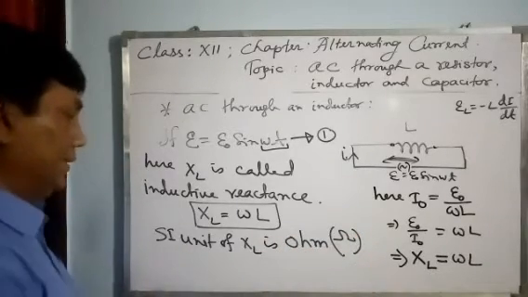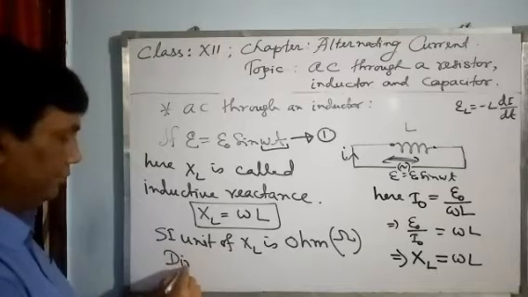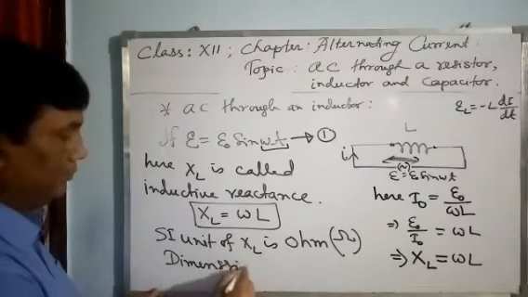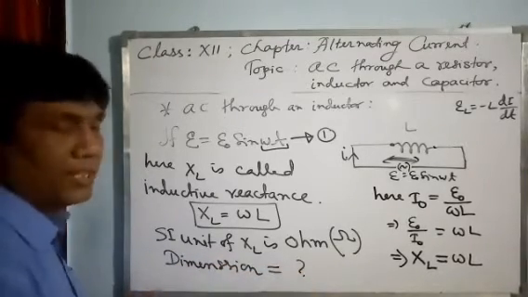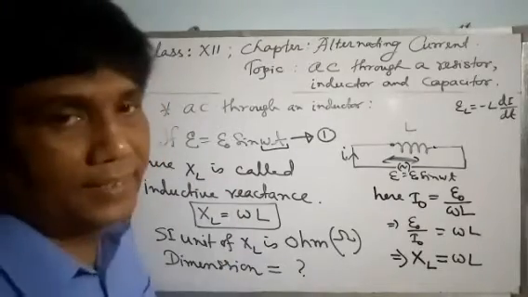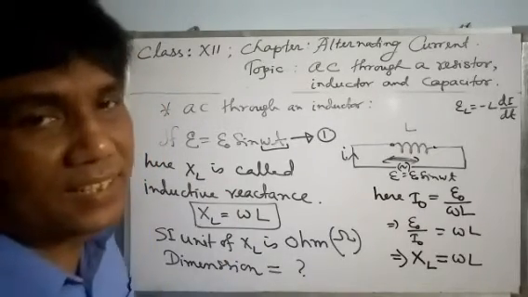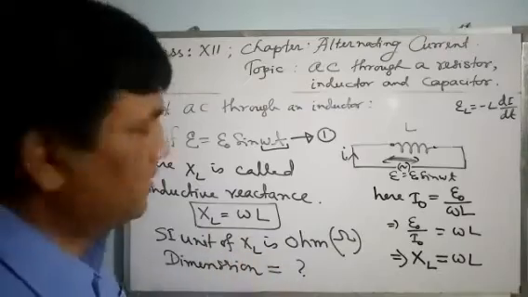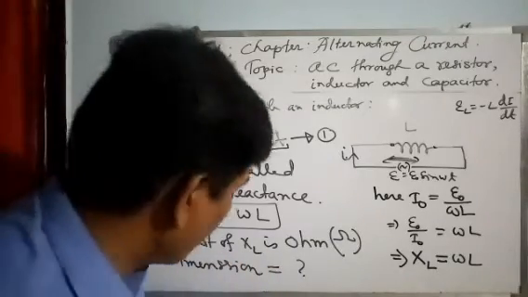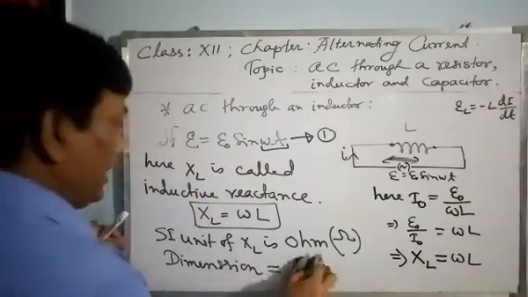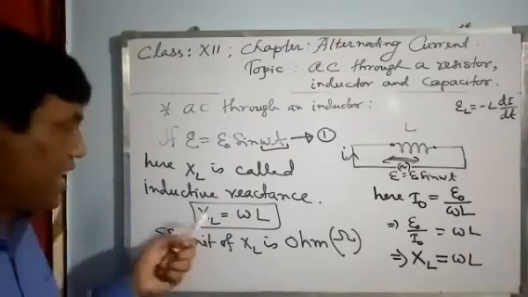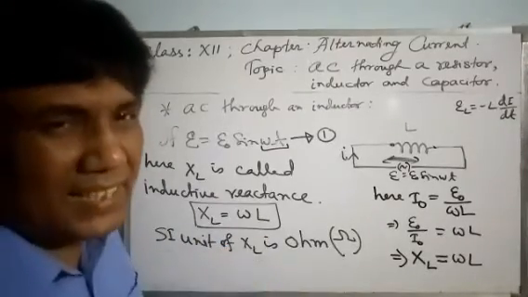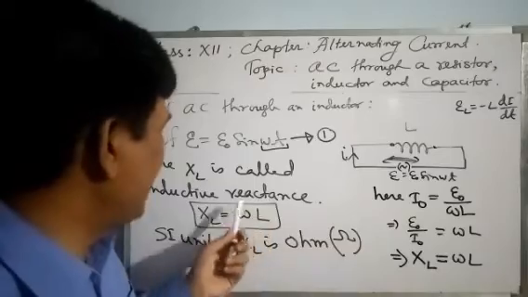Okay, the dimension, that is for homework. You find it: what is the dimension of resistance? It will be the same as the inductance also. It will be done by you. Now you see, this reactance, though it is resistance, a new name is required: reactance.